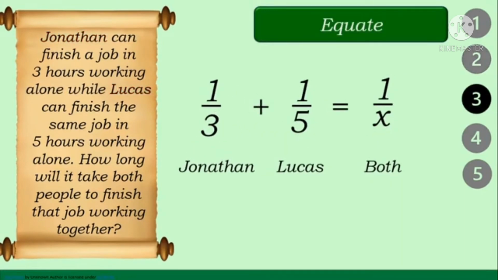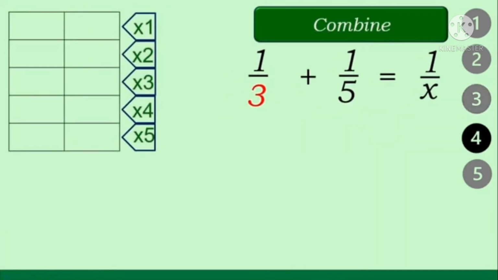Equate. Since we already have the information for Jonathan, Lucas, and both expressed in rates, we are going to add the rate of Jonathan plus the rate of Lucas, which will give us the rate for both, 1/x. I repeat, the rate of Jonathan, 1/3, will be added to the rate of Lucas, 1/5. The sum of the two will give us the rate of both, 1/x. That's why we come up with this equation: 1/3 plus 1/5 is equal to 1/x. Step 4, we are going to combine.